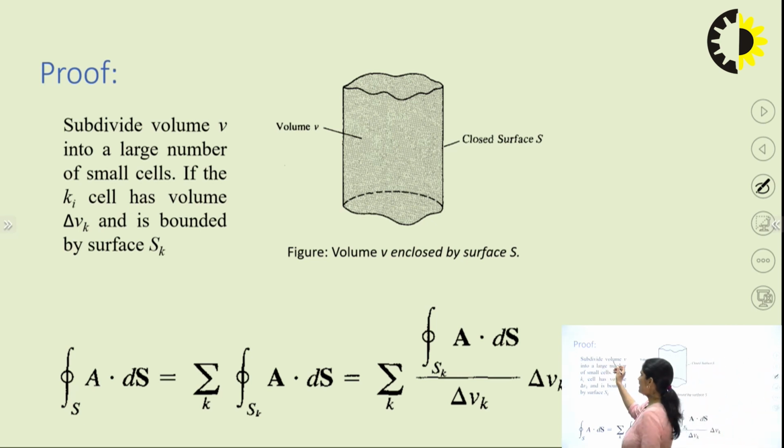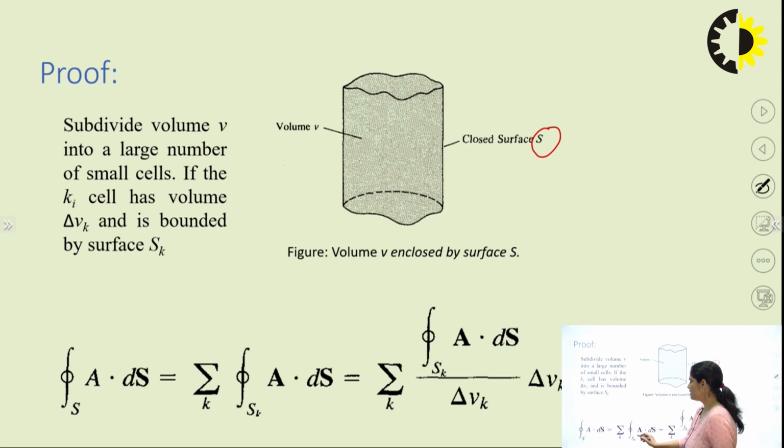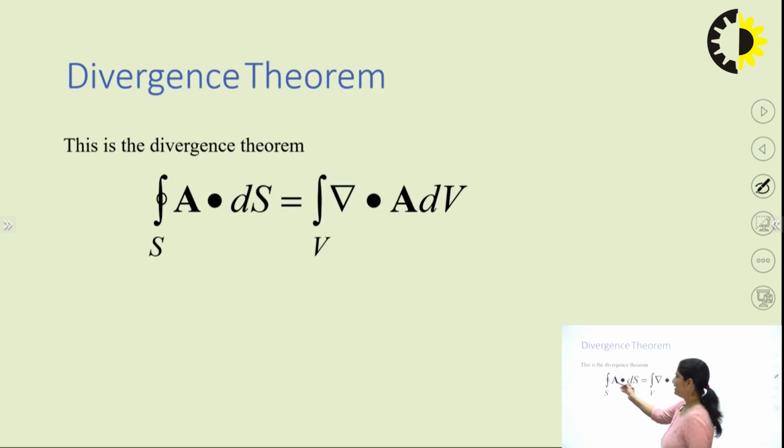Let us consider subdividing volume V into a large number of small cells. If the k-th cell has a volume delta Vk and is bounded by surface Sk. So let us consider this is a cylinder. Here volume V is represented and closed surface is represented as S. Now this is the formula: A dot dS, this is the left side. Here we can integrate over the closed surface Sk. Now this is your summation over k, meaning you can put the values for the k-th cells which have volume delta Vk and are bounded by surface Sk. So you can represent it by this formula. And the final result is the same: the closed surface integral of A dot dS is equal to the volume integral of del dot A dV. So this is the divergence theorem.